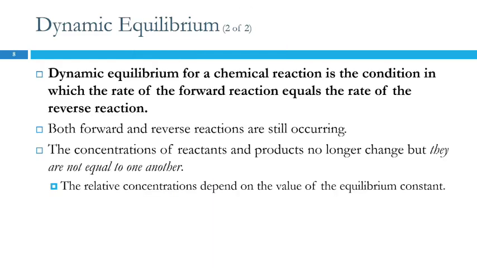So, dynamic equilibrium: a condition in which the rate of the forward reaction equals the rate of the reverse reaction. Both reactions are still happening. The concentrations are no longer changing. But this is important: they are not equal to one another. Is it possible that they would be equal? It's possible, but that almost never happens. The rates are equal, the concentrations are not equal. The relative concentrations depend on the value of the equilibrium constant, which is going to be different for every chemical reaction. Any questions?